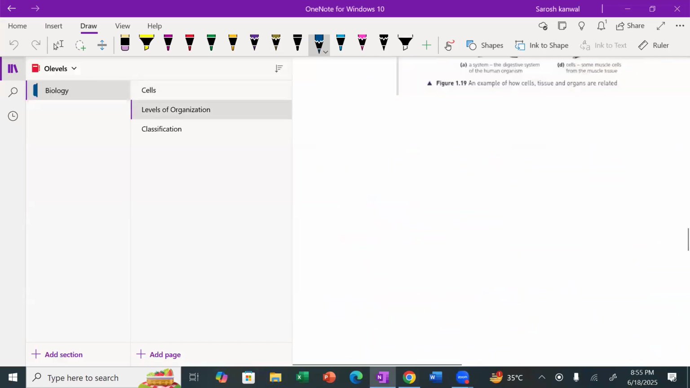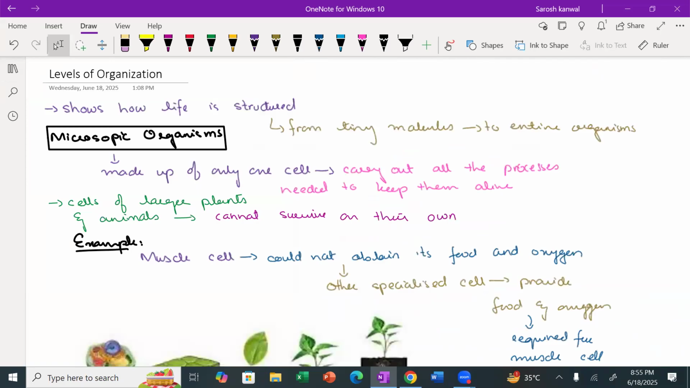Okay, now this was all about the cells. Now we have to move to another topic, that is the levels of organization.